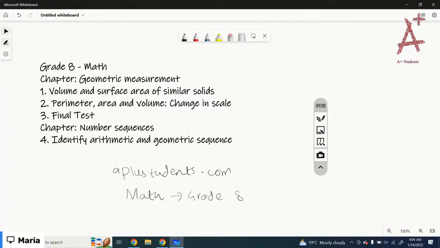There you can find a list of the chapters. We're going to start with the chapter geometric measurement. The lessons we're going to cover today are volume and surface area of similar solids, perimeter, area and volume change in scale. Then we'll do the final test of the chapter. We're going to start a new chapter, number sequences, and the lesson is identify arithmetic and geometric sequence. Let me just write down the lesson name, then we'll start.